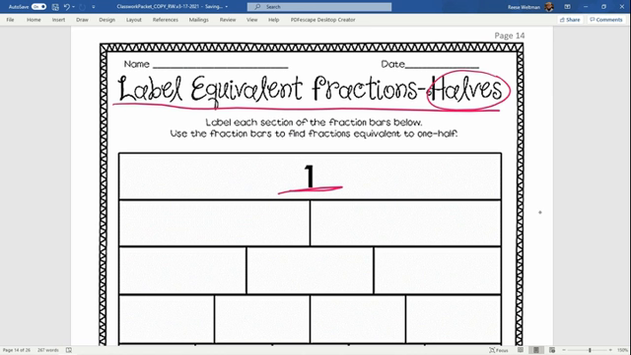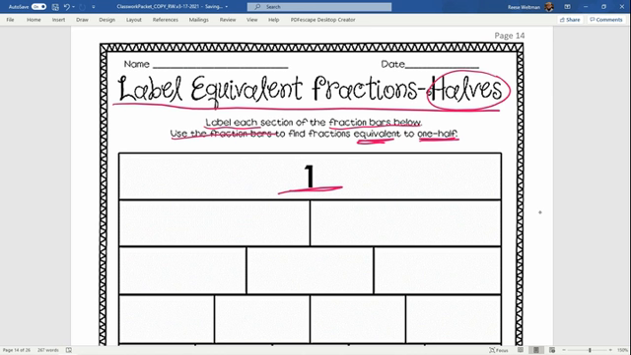Now listen, guys, I need everybody paying attention, okay? Because you're going to be doing this individually before we go through it together. One whole on top. You're going to label each section of the fraction bars below. Use the fraction bars to find fractions equivalent to 1/2.